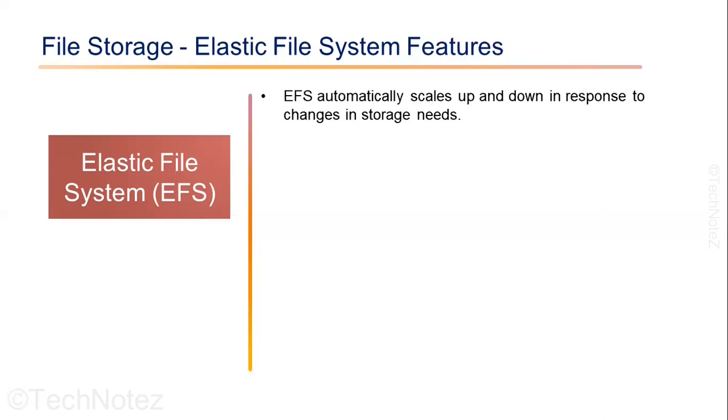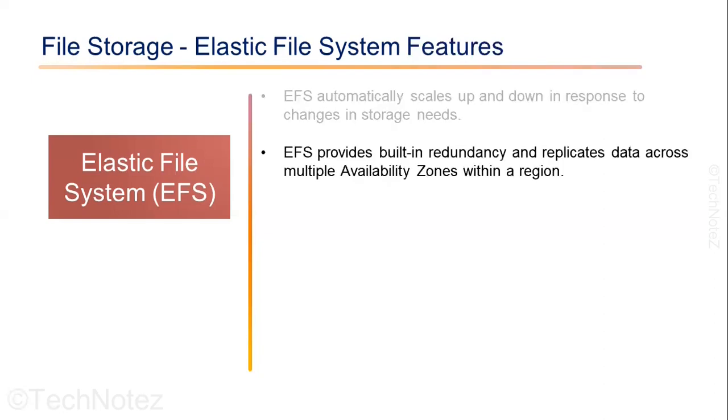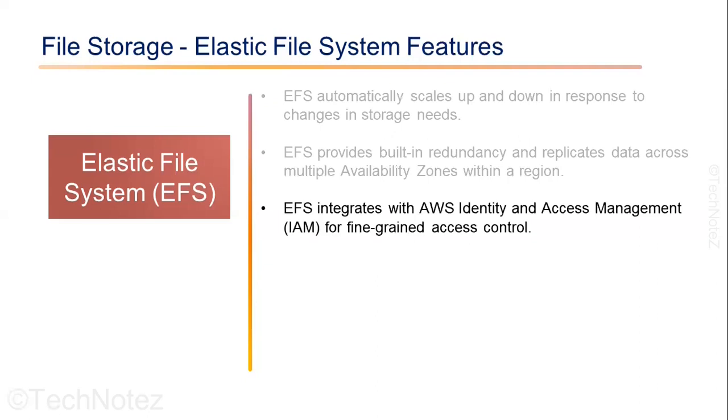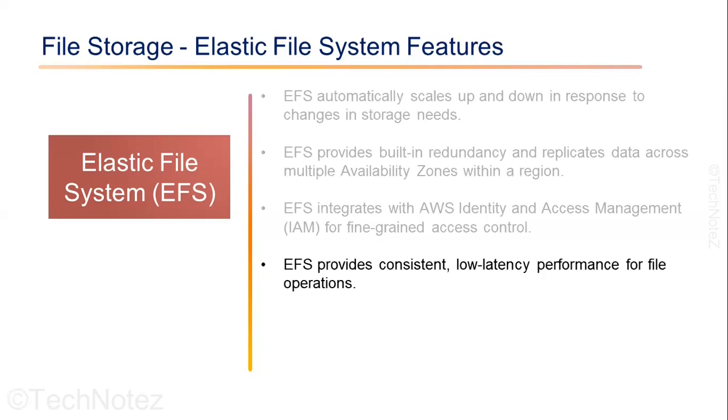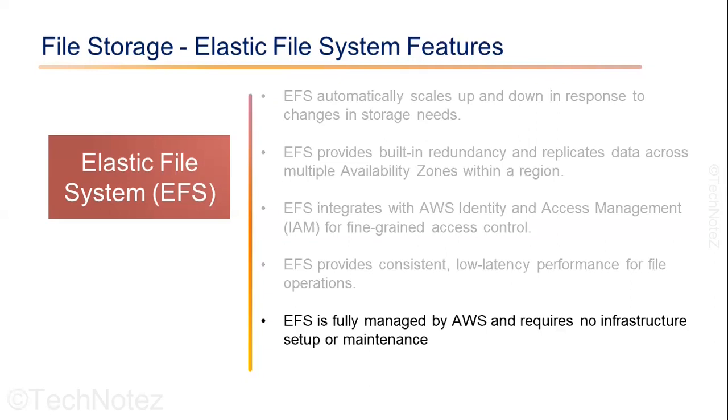EFS automatically scales up and down in response to changes in the storage needs. EFS provides built-in redundancy and replicates the data across multiple availability zones within a single region. EFS integrates with AWS Identity and Access Management for fine-grained access control. EFS provides consistent low latency performance for file operations. EFS is fully managed by AWS and requires no infrastructure setup or maintenance.